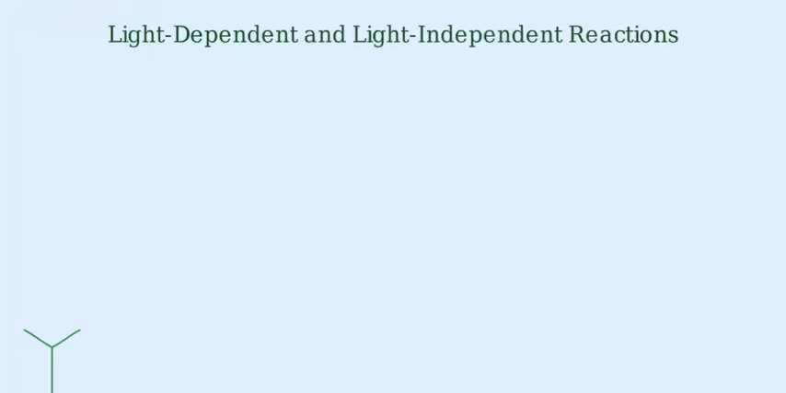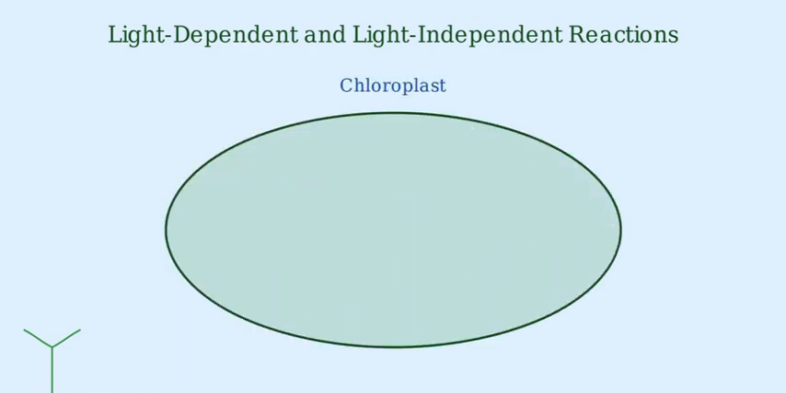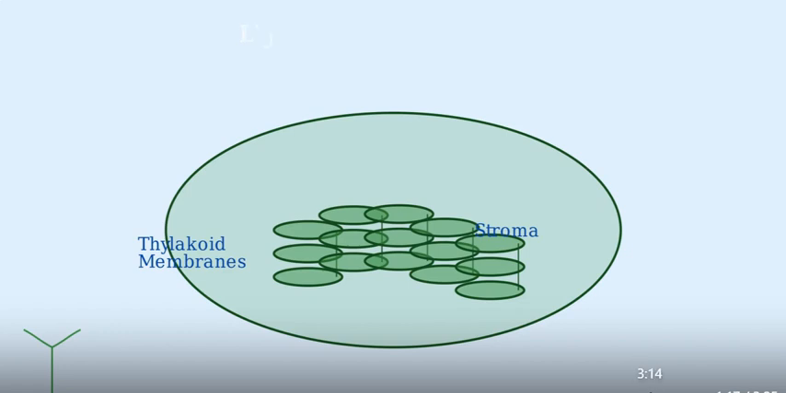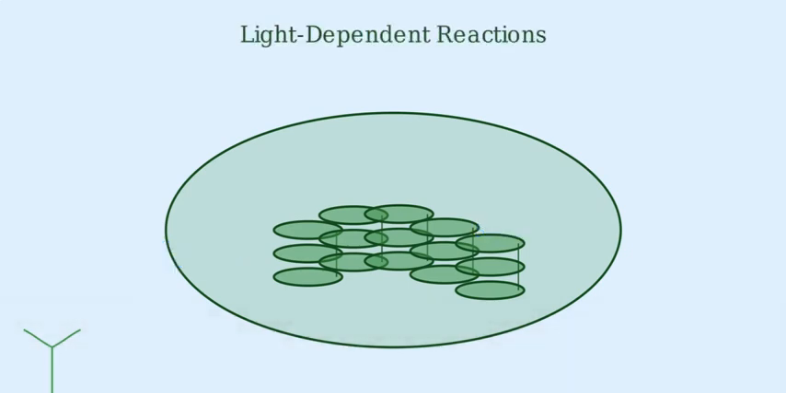Photosynthesis occurs in two main stages that work together to convert light energy into chemical energy. These processes take place in the chloroplast, a specialized organelle in plant cells. The first stage occurs in the thylakoid membranes, while the second stage happens in the surrounding stroma. Let's first examine the light-dependent reactions that occur in the thylakoid membrane.